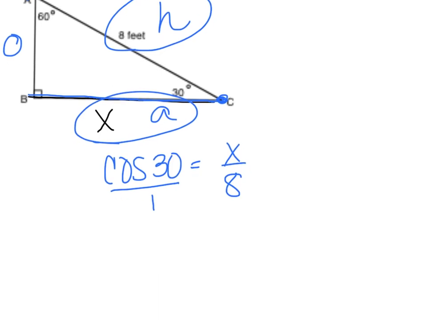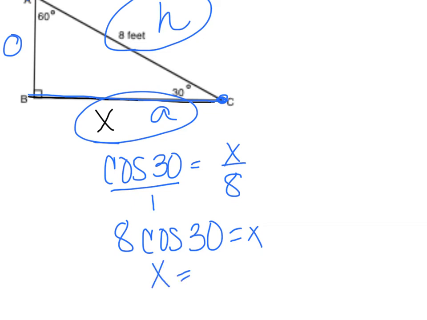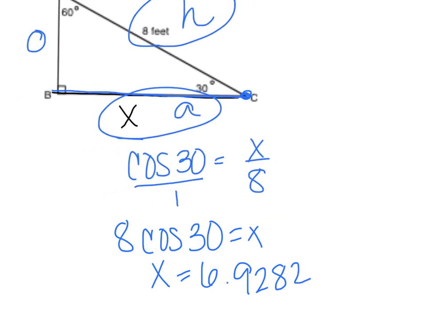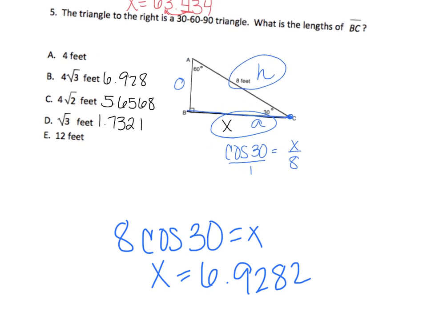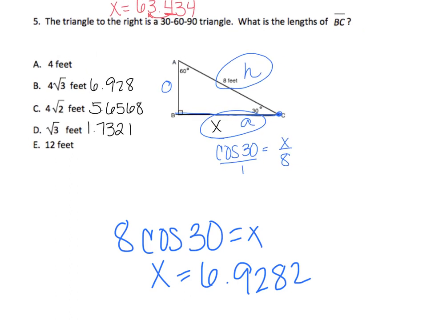And then I'm going to cross multiply. So 8 cosine of 30 equals X. Then I put in my calculator 8 times cosine 30, and I'll get 6.9282, which is exactly what letter B says. So B would be our answer there.